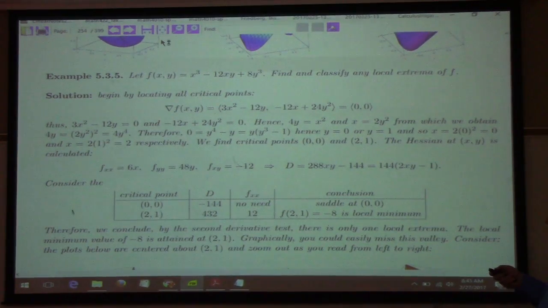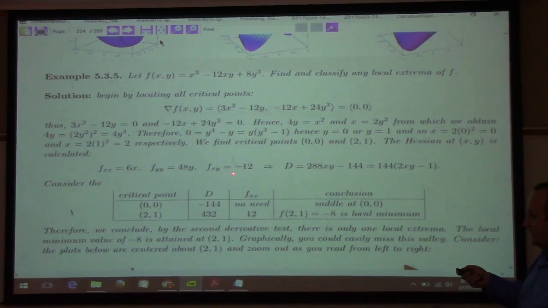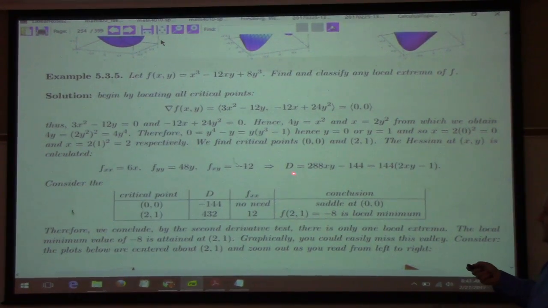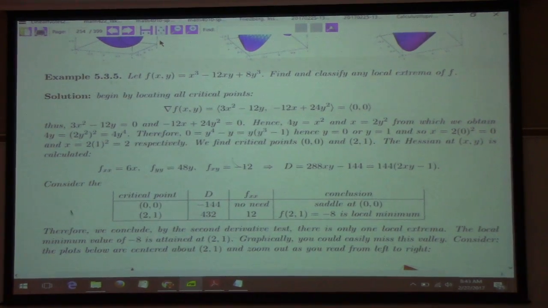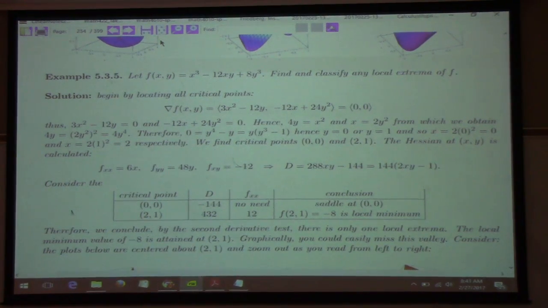Let's see here. So in this case, we find our critical points. There are two of them, (0, 0) and (2, 1). Finally, an interesting critical point, right? And we calculate our second derivatives, f_xx, f_yy, f_xy. Then this is my Hessian: 288 times xy minus 144. Now, you can factor out 144. That's actually 144 times (2xy minus 1), right?